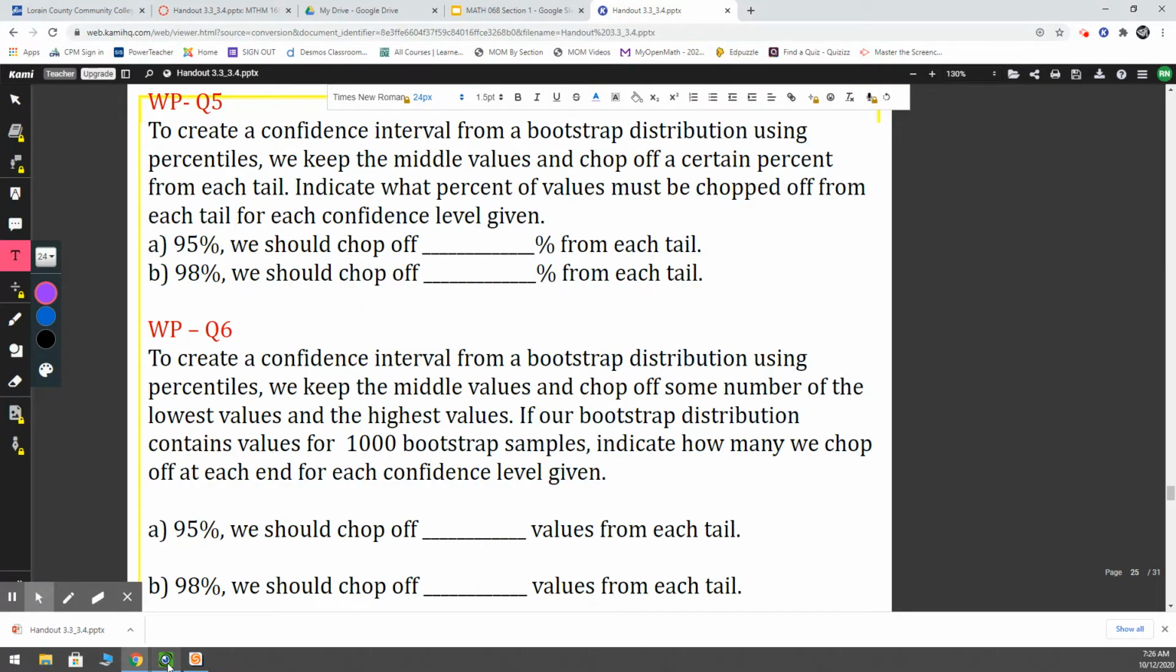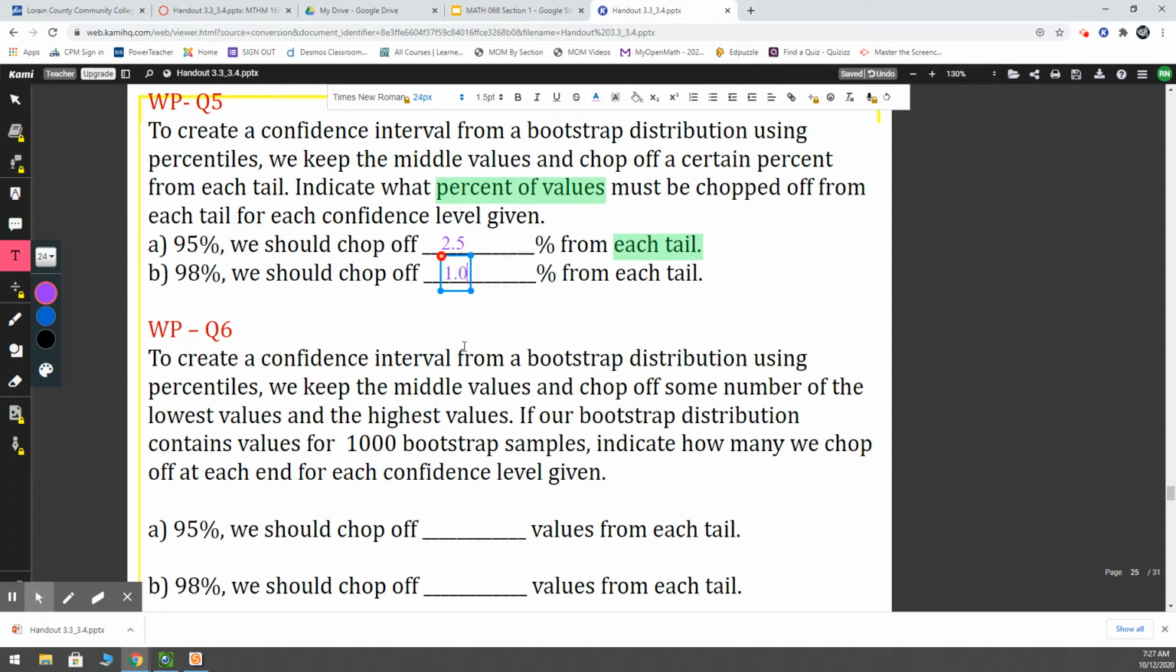Okay, so let's continue with that question. Indicate what percent. And when you're reading these questions, make sure you know whether it's a percent or an actual given value. So it wants the percent of values that must be chopped off from each tail for the confidence. All right, if it's a 95%, then we have 5% left over. But remember, 5% left over is 2.5% from each side. We would leave 2.5% on each tail. And that's the clue there, each tail, left side, right side. If we had a 98%, well, 98% says that we have 2% left over.